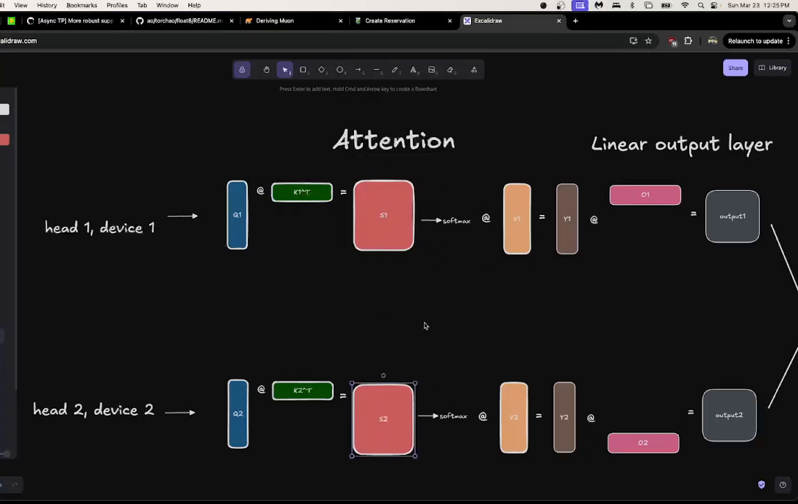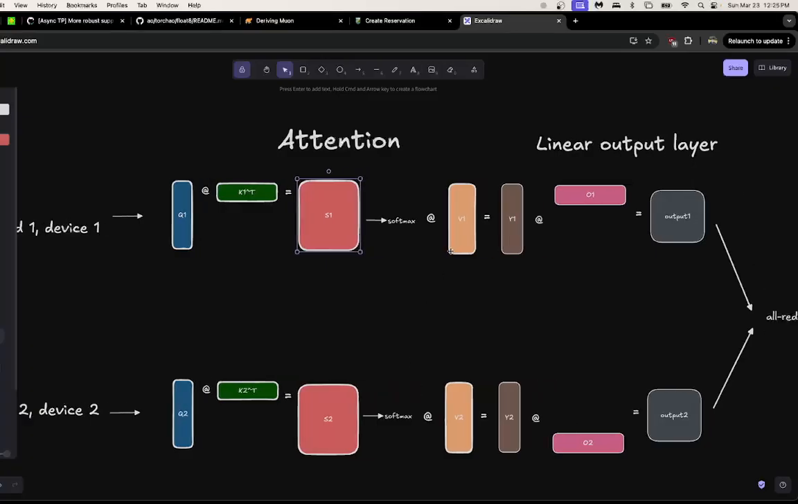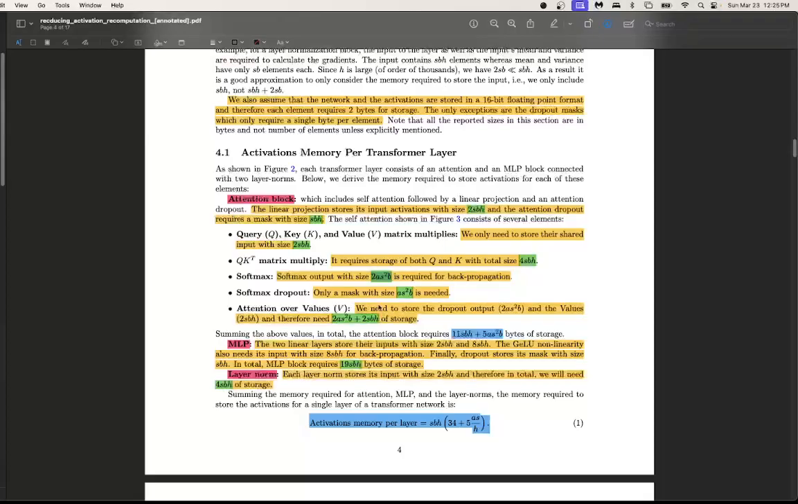You see, we have the same size on both devices. I hope this is making sense. It's the same size on both devices. It's not partitioned, right? The values are partitioned, and the output activations, right here, Y1 and Y2, are partitioned. So if we look at attention over values, the 2BSH, those are partitioned. So we were at 8 plus 8 plus 4 plus 2, that's 22 now, right?